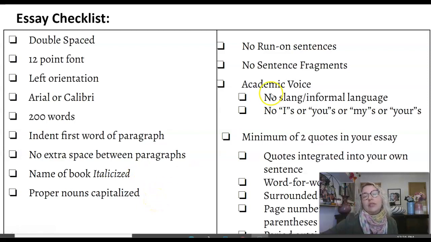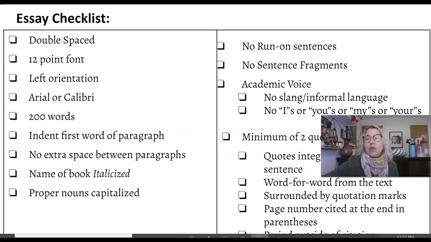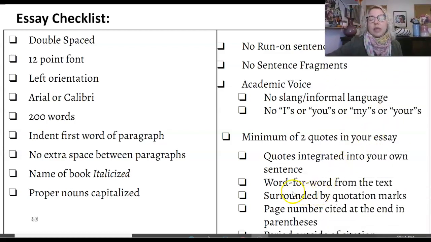Capitalize proper nouns. Avoid run-ons and fragments. Don't use slang or informal language. Use an academic voice, so no I's or you's or my's or yours. And make sure you have at least 2 quotes in your essay. The quotes should be part of your own sentence. Make sure the quotes are word for word from the text and surrounded by quotation marks, and then include the page number at the end in parentheses.